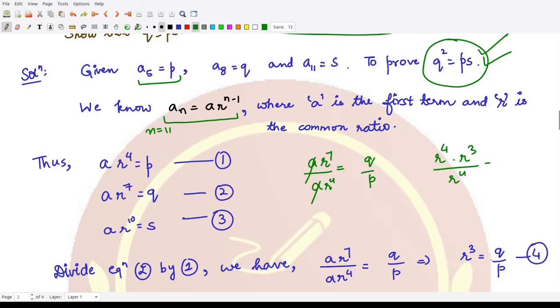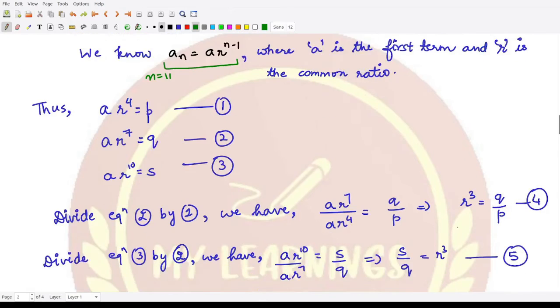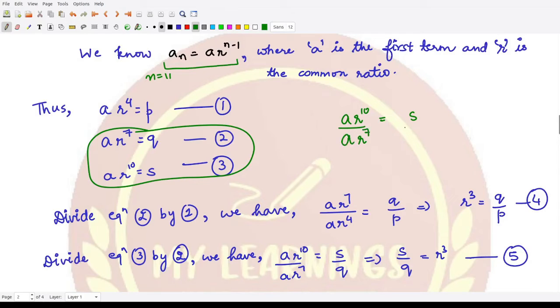Now what are we doing? We now have to use our second and third equations in order to do the same. So when you divide these equations 2 and 3, A R raised to power 10 is equal to S. Dividing this third equation with the second equation, we would have A R raised to power 7 is equal to S divided by Q, right? Again, A and A cancel. You can write R raised to power 10 as R raised to power 7 into R raised to power 3, divided by R raised to power 7, that is equal to S divided by Q. So R raised to power 7 and R raised to power 7 cancel with each other. So R cube is equal to S upon Q.